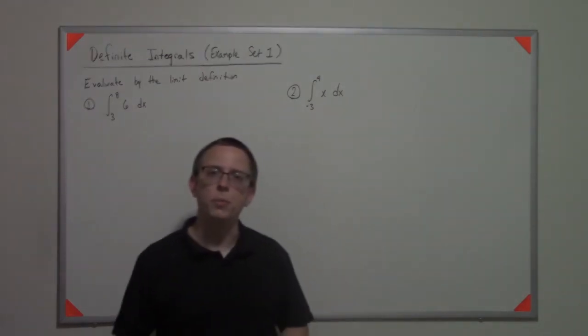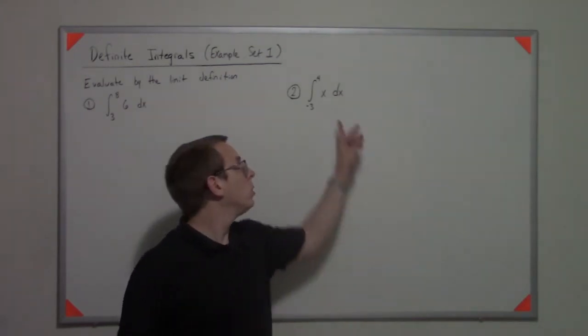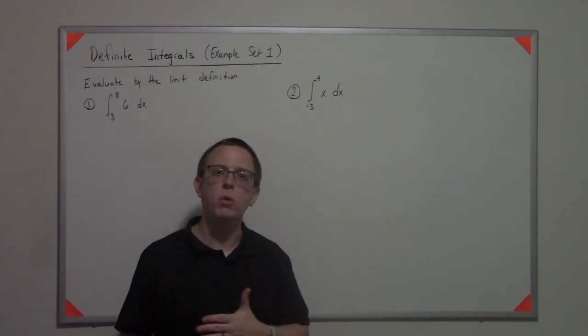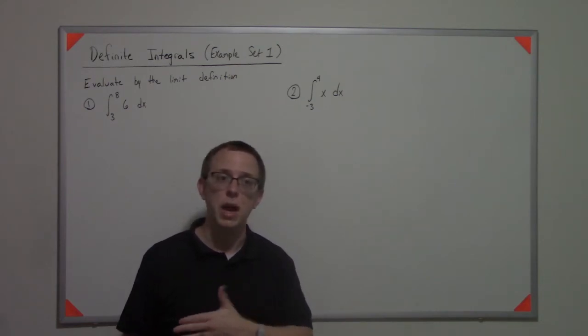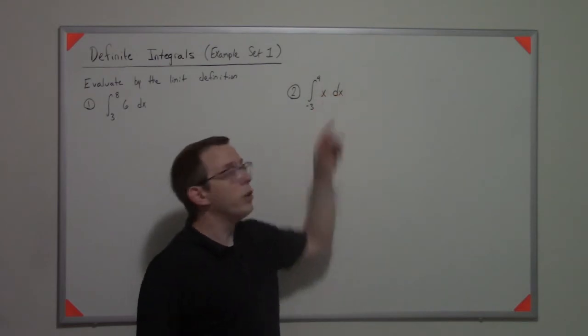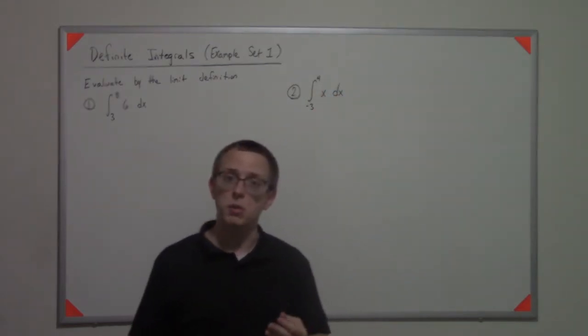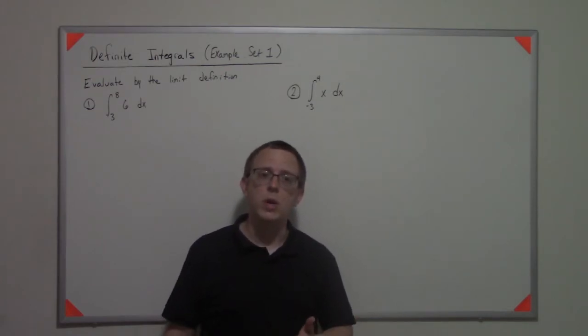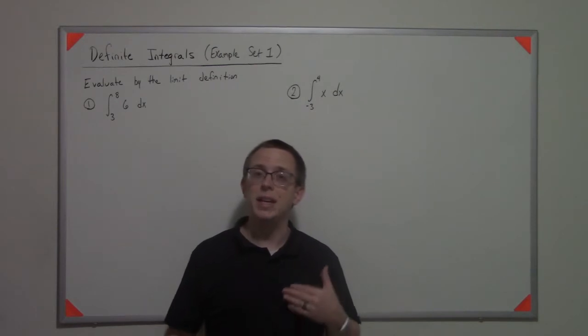So what we're going to do is look at this function, x. Well, x is a polynomial function, and polynomial functions are continuous everywhere. So since this function is continuous from negative 3 to 4, we know that it's guaranteed to be integrable. Since it's guaranteed to be integrable, we can set up a regular partition. Remember, that means that it's evenly spaced.